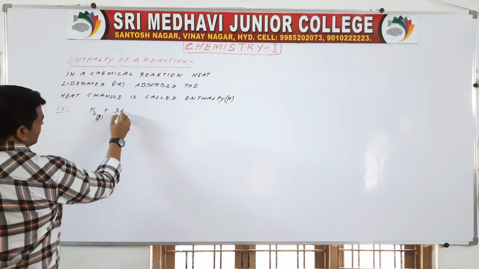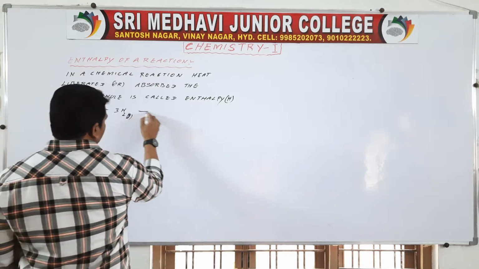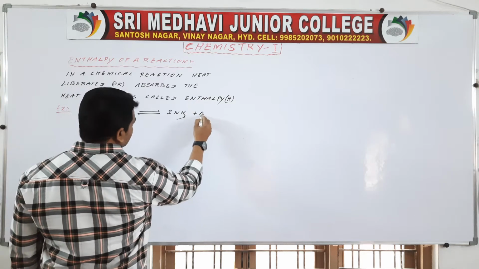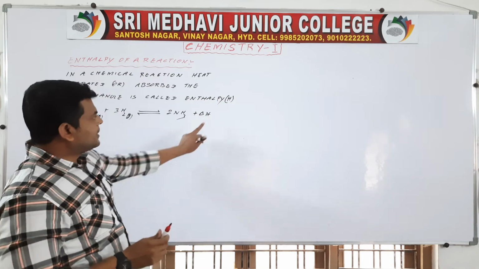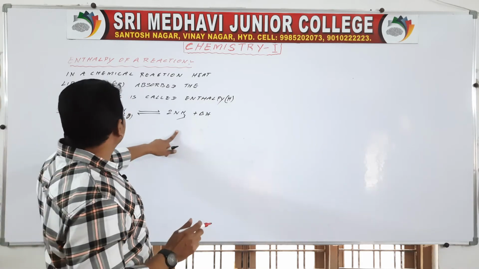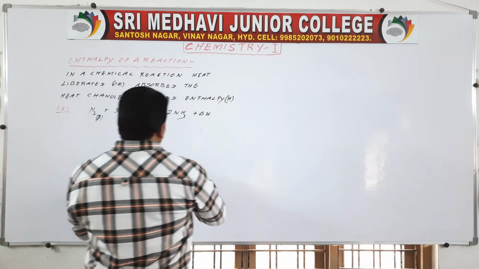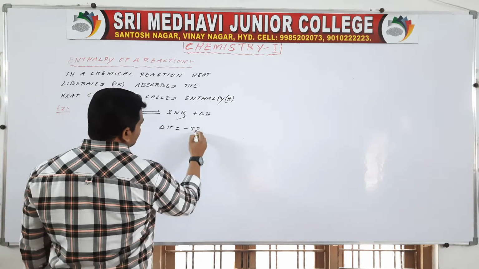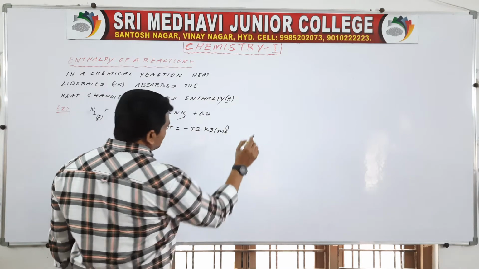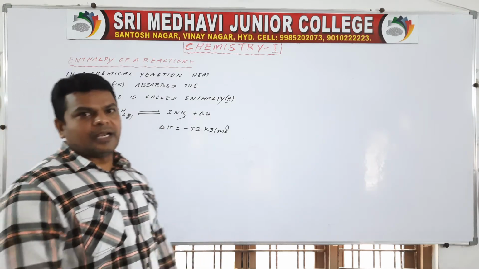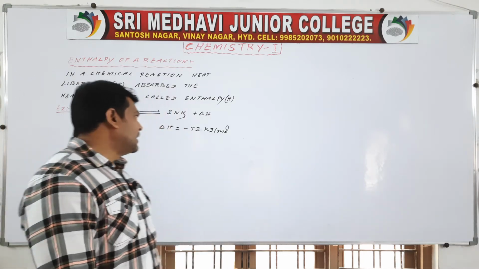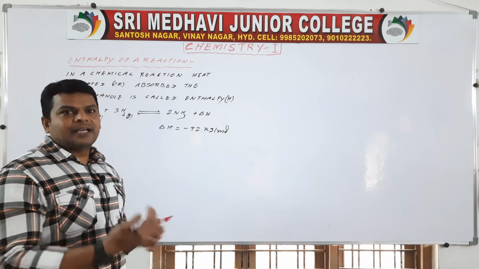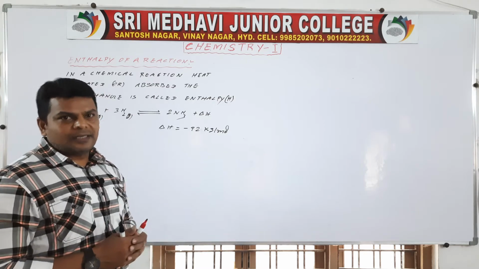N2 gas plus 3H2 gas gives 2NH3 plus delta H. Here delta H equals minus 92 kilojoules per mole. Energy is released. If delta H is negative, that is an exothermic reaction. If delta H is positive, that is an endothermic reaction.